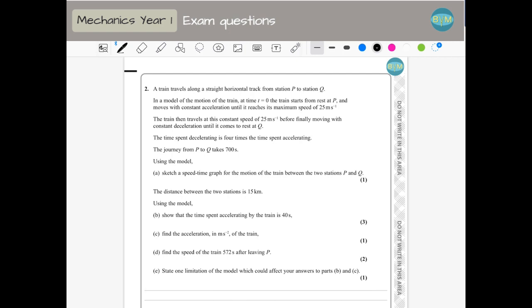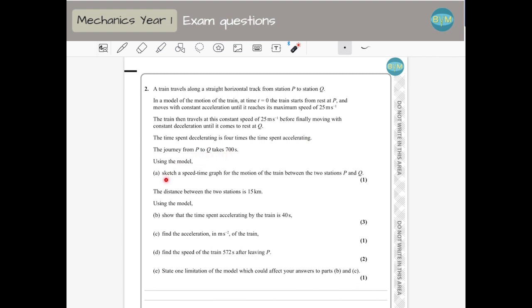Hello, this is question 2 on your AS level mechanics paper from June 2022 from Edexcel. A train travels along a straight horizontal track from station P to station Q. In the model of the motion, at time t equals 0, the train starts from rest and moves with constant acceleration until it reaches maximum speed 25 meters per second. Then the train travels at this constant speed before finally moving with constant deceleration until it comes to rest at Q. The time spent decelerating is 4 times the time spent accelerating, and the journey from P to Q takes 700 seconds.